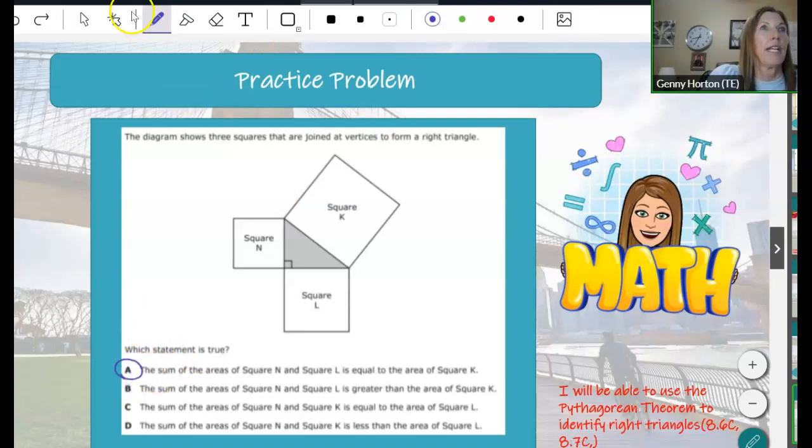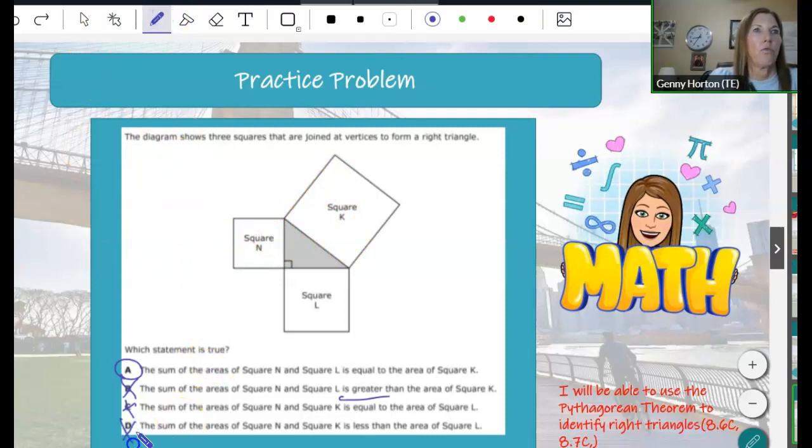On B, the sum of the areas of square N and square L, look, it says greater. That's what makes that wrong. They are the same. It's equal. For C, the sum of the areas of square N and square K, nope, wrong one. So that's definitely not right either. And then D, the sum of the areas of square N and the square of, yep, again, wrong one there. So that one is incorrect.